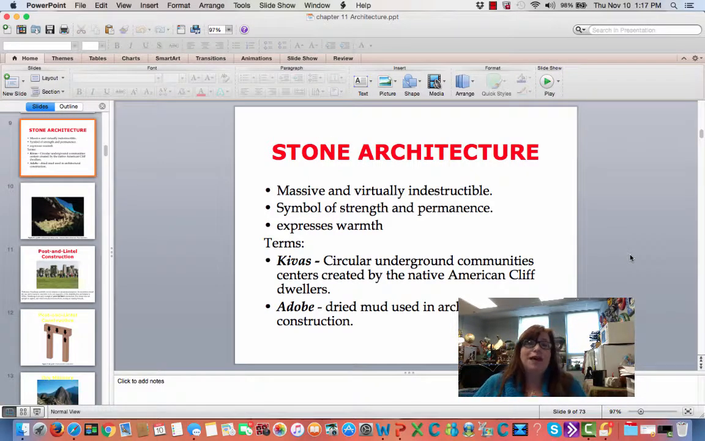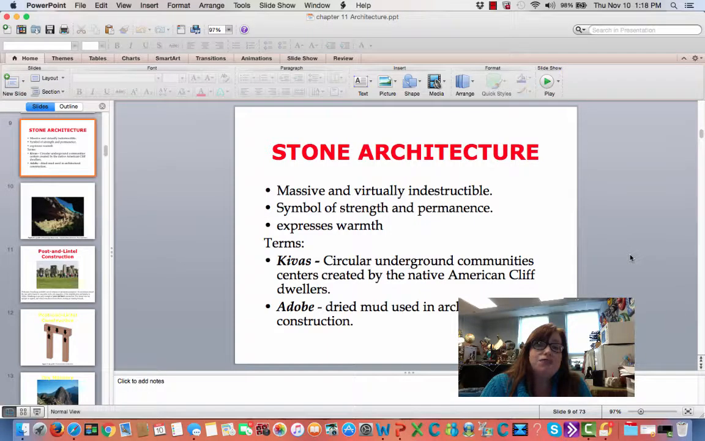So first off, we're going to look at stone architecture, which is probably the oldest. After all, people lived in stone caves. So stone is massive. It's virtually indestructible. It can also be, as we see with the Egyptian pyramids, a symbol of strength and permanence. It also expresses warmth. And a couple of terms, we're going to go back and look again at the Native American cliff dwellers, and inside those cliffs underground they would build kivas, which were circular underground community centers where large numbers of people could gather.